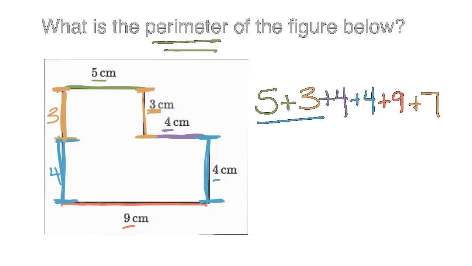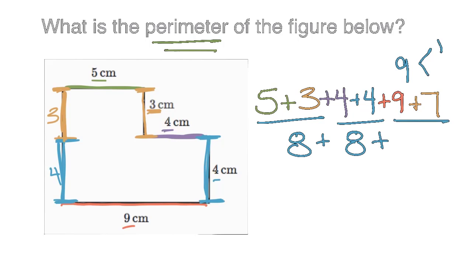So we can start: 5 plus 3 is 8. 4 plus 4 is another 8. 9 plus 7, let's see, instead of 7, I could do 9 plus 1 and 6, because that's the same as 7. 9 plus 1 is 10, and 10 plus 6 is 16. 8 plus 8 is another 16, so we have a 16 and a 16.